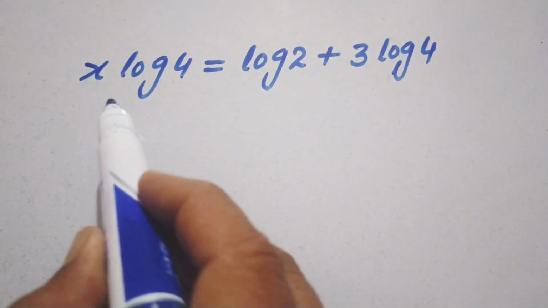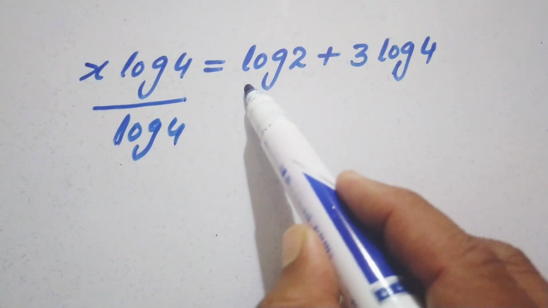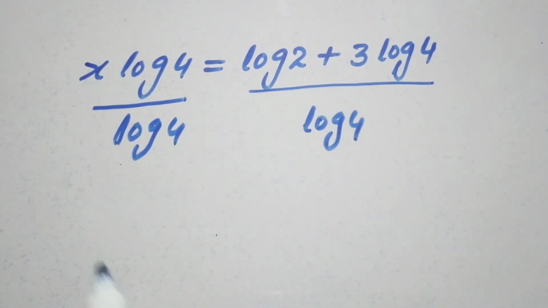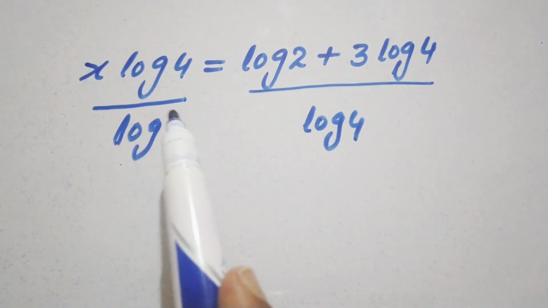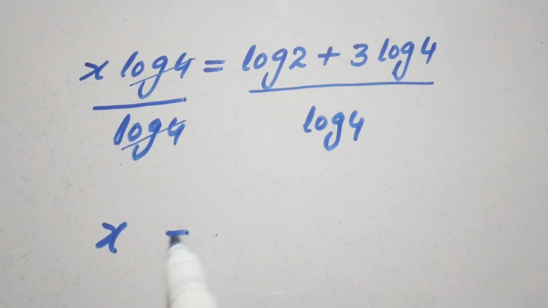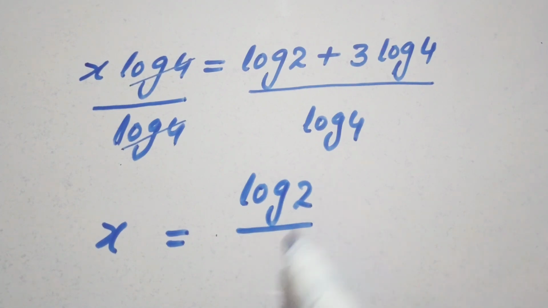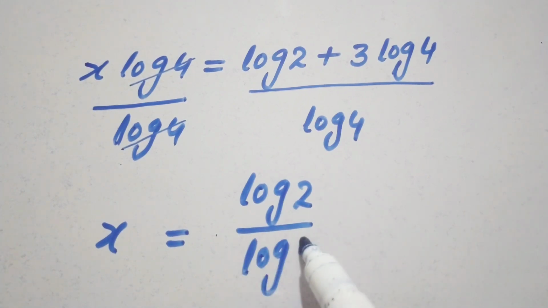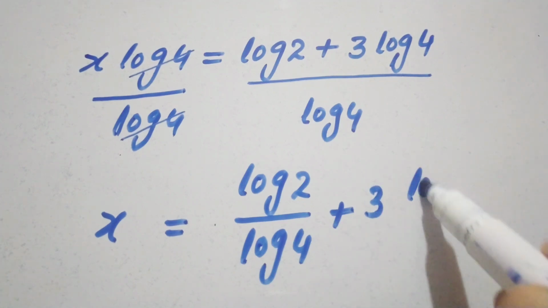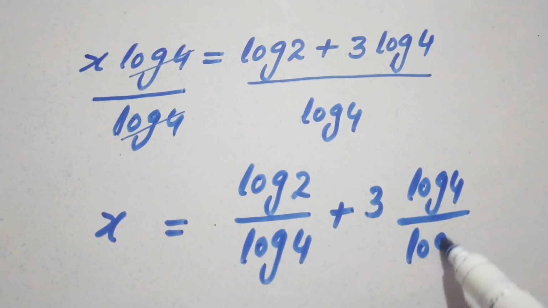Now dividing both sides by log 4. At the left hand side, log 4 from denominator and log 4 from numerator cancel out each other. Here x is equal to log of 2 divided by log of 4 plus 3 log of 4 divided by log of 4.